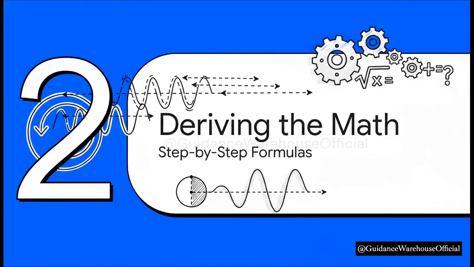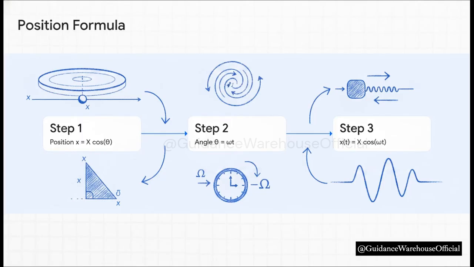Section 2. Deriving the math. We've got the concept, so let's build the exact formula step by step. Watch how beautifully this comes together. Step 1. The horizontal position of our shadow, little x, is simply the maximum radius, capital X, multiplied by the cosine of the angle theta. That's just basic right triangle geometry.